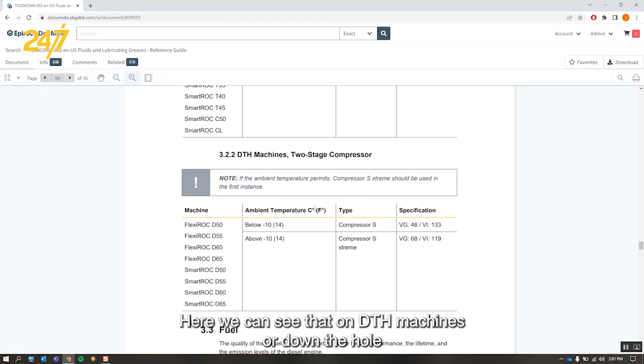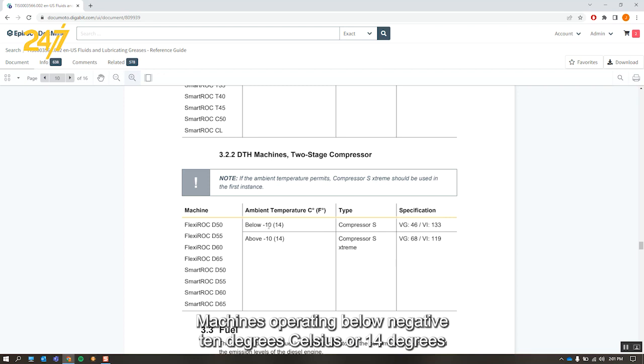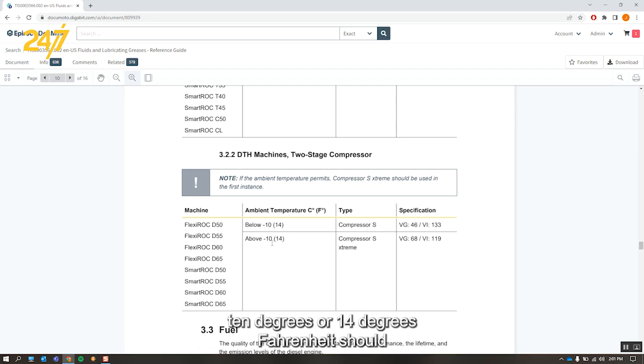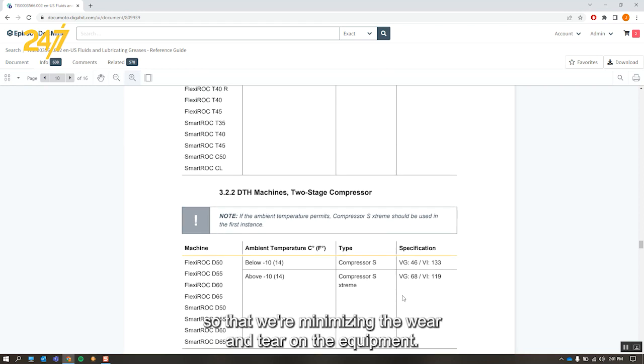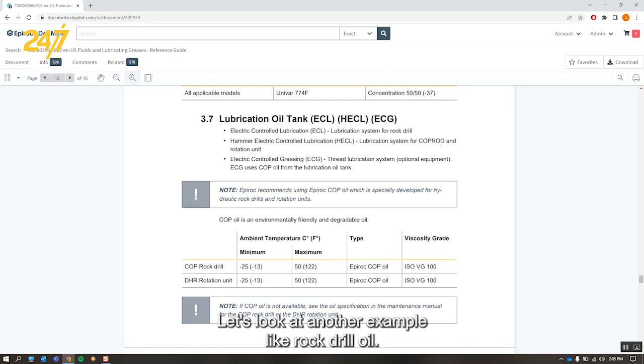Here we can see that on DTH machines, or down the hole, utilizing a two-stage compressor, machines operating below -10 degrees Celsius or 14 degrees Fahrenheit should be utilizing compressor oil S or par oil S. Anything operating above -10 degrees or 14 degrees Fahrenheit should be utilizing compressor S extreme. This is really important to make sure that we're utilizing the correct oils so that we're minimizing the wear and tear on the equipment. Let's look at another example like rock drill oil.